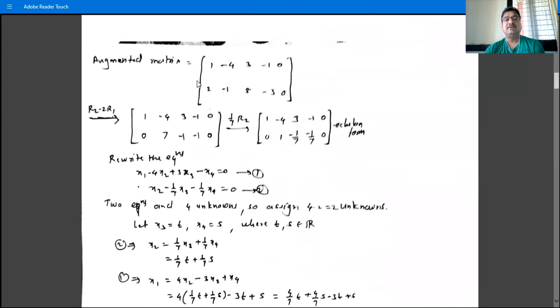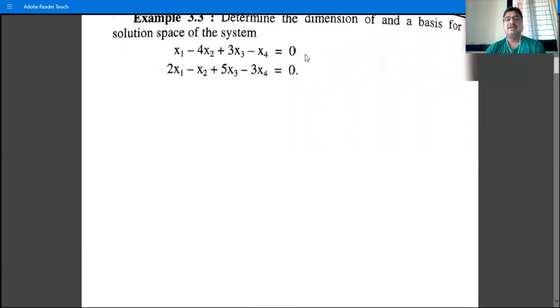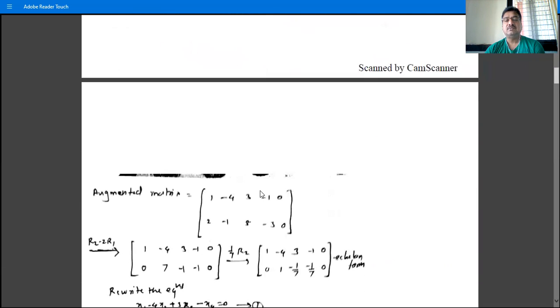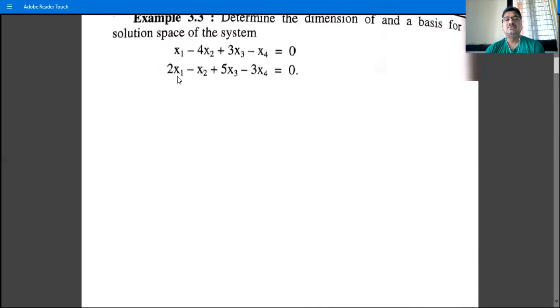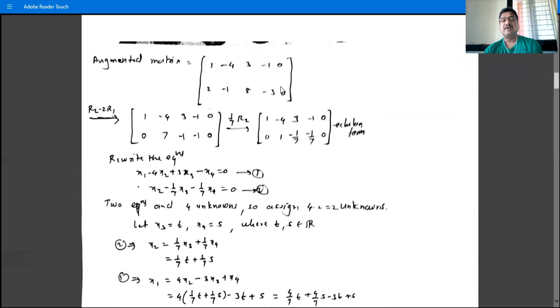So form the augmented matrix, the combination of the coefficient matrix and the constant matrix: 1, minus 4, 3, minus 1, 0. And then the second row is 2, minus 1, 5, minus 3, 0. We have to reduce this matrix to echelon form. This element is 1. Now we have to reduce this 2 to 0, so the transformation is R2 minus 2 R1. We keep the first row as it is.